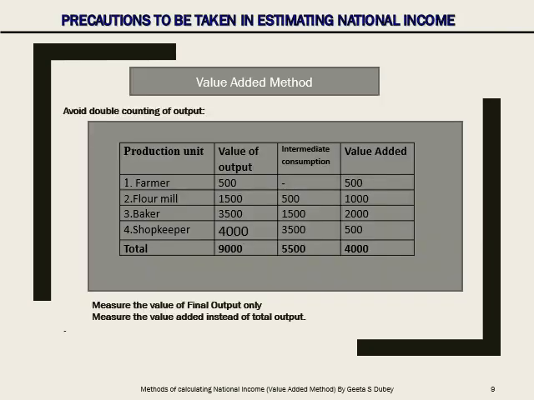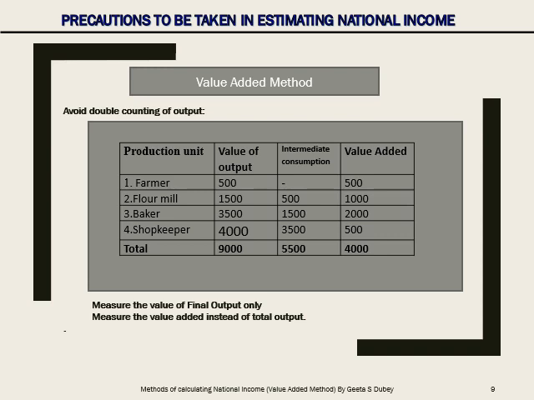Now, let's see what precautions are to be taken in estimating national income by the value added method. Here, precautions mean that if you do not adhere to the points we will be discussing now, it would lead to overestimation of national income by the value added method. Let's discuss the first problem, that is, the problem of double counting.